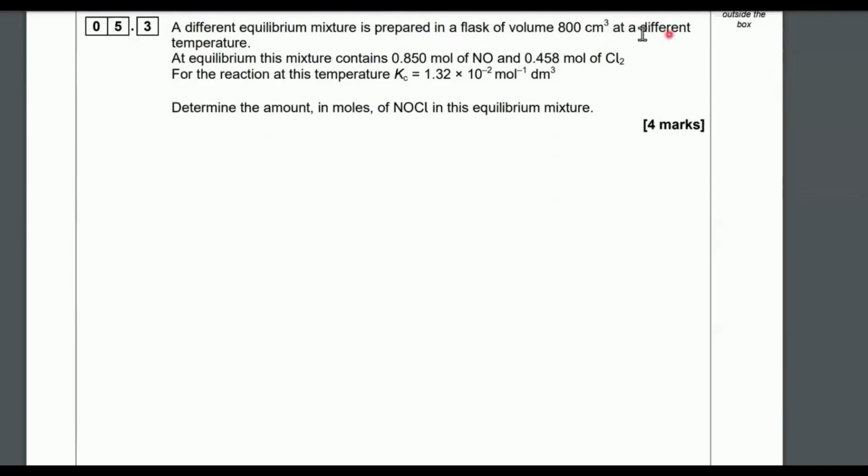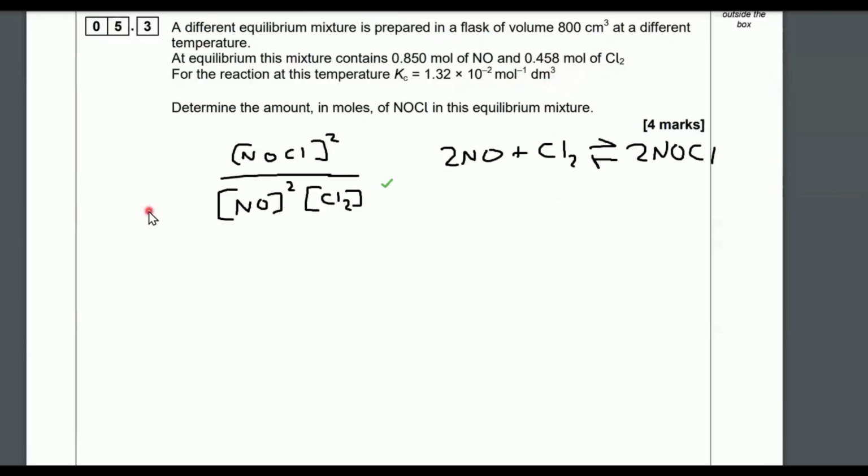5.3 for 4 marks. A different equilibrium mixture is prepared in a flask of volume 800 centimetres cubed at a different temperature. At equilibrium, this mixture contains 0.50 moles of nitrogen monoxide and 0.58 moles of chlorine. For the reaction at this temperature, Kc is equal to 1.32 times 10 to the minus 2 mole per decimetre cubed. Determine the amount in moles of NOCl in this equilibrium mixture.